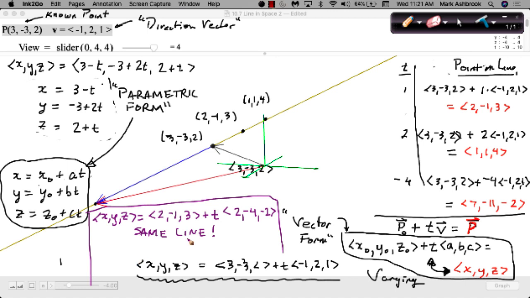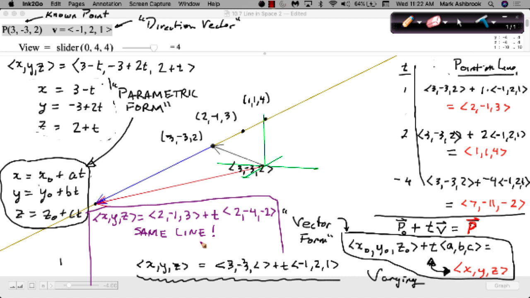Okay, but as soon as I choose a point off of the line, how do we have parallel lines then? How do we have parallel lines? They have parallel direction vectors, right? So one direction vector is a scalar multiple of the other direction vector, but they go through different points. That would be parallel lines.